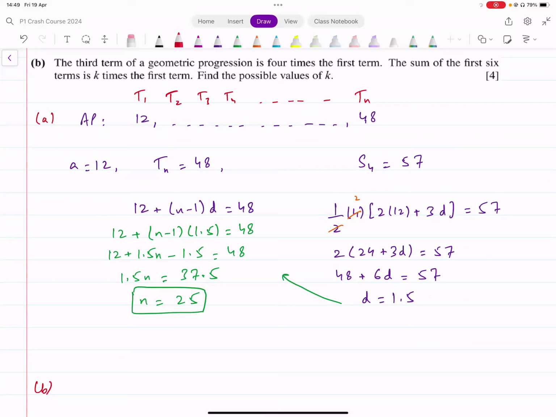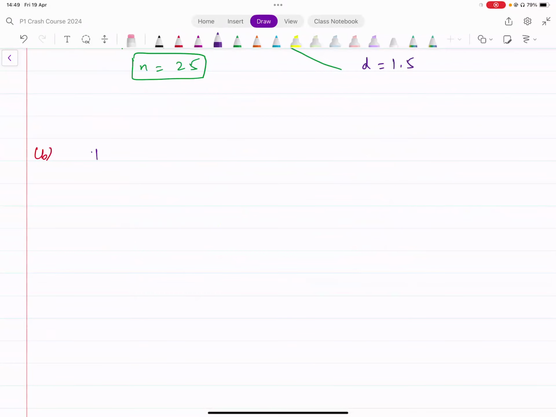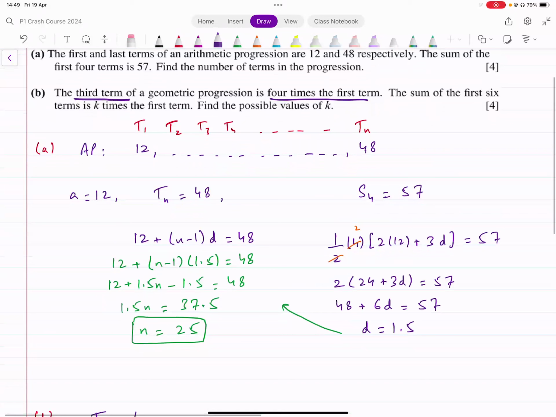Third term is 4 times the first term. We can say T3 is 4 times T1. And what's T1? T1 is basically represented by A. So we could say T3 equals 4 times A. All right. That's one piece of information that we're given.